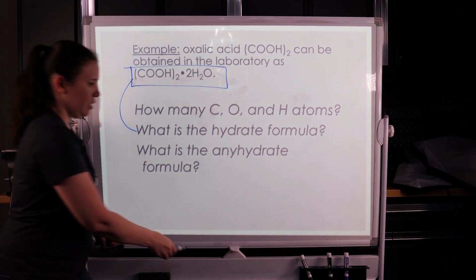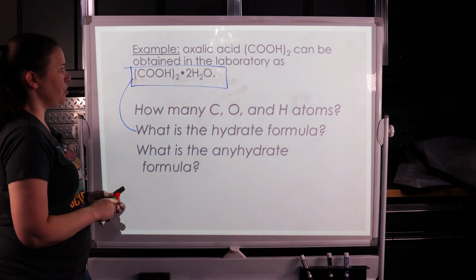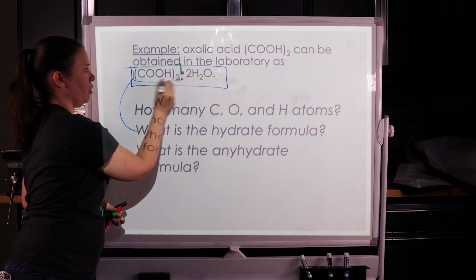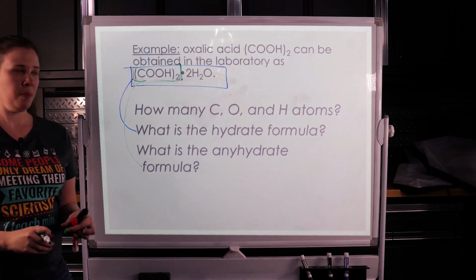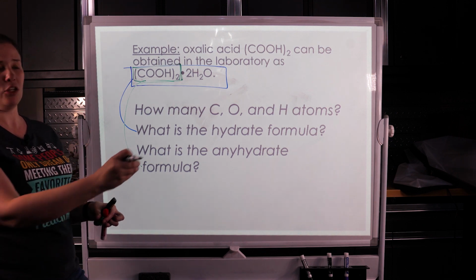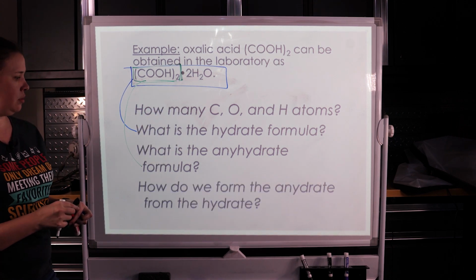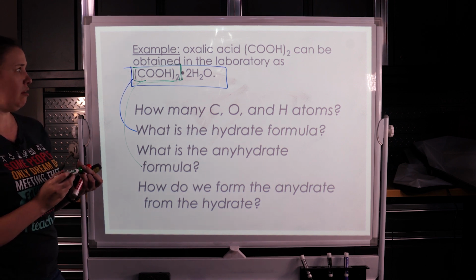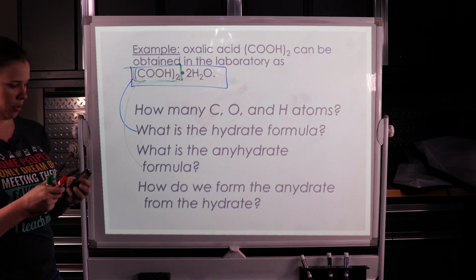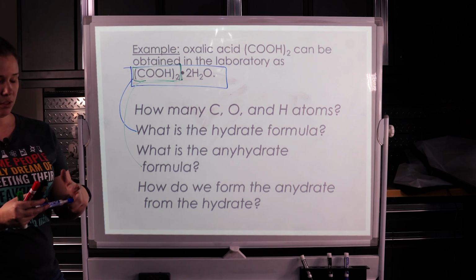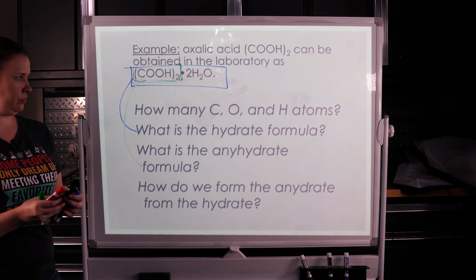So what would be the anhydrate? That means I just want to stop at the dot. So the anhydrate is the part in front of the dot, just the COOH with a 2. It's everything in front of the parentheses. And then last question, how could I form the anhydrate from the hydrate? How could I get rid of the water? Remember, that was a process called dehydration.